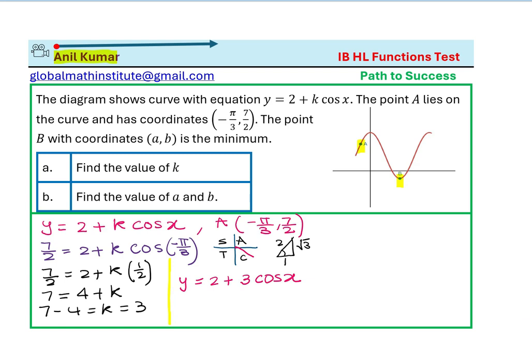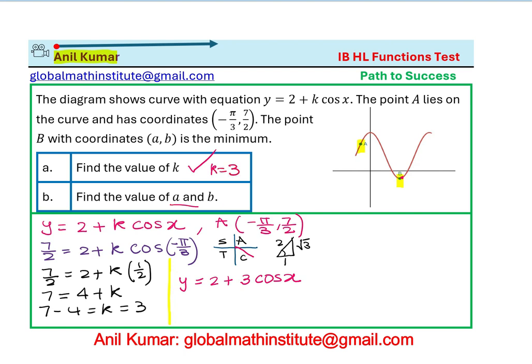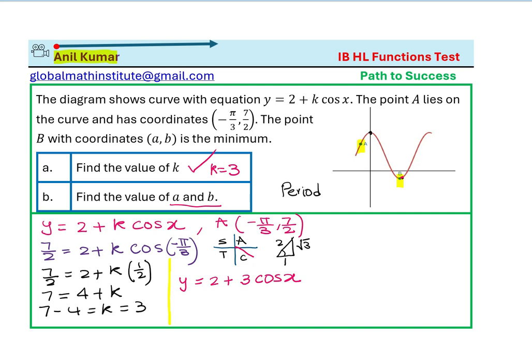Perfect. Now the thing is, where will this point B be? So we had already done part A, finding the value of k as 3, right? Now we'll work on the second part to find the minimum for this particular function. Now you can see this is a cosine function with maximum here and minimum there. So the period for this function is what? Period is 2 pi and minimum is at pi, right? So minimum happens to be at pi.